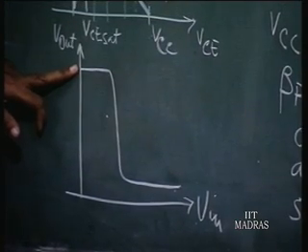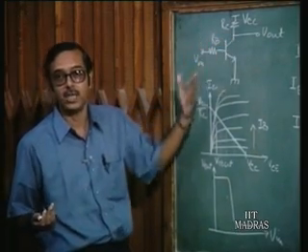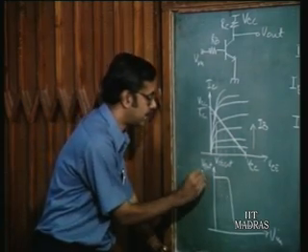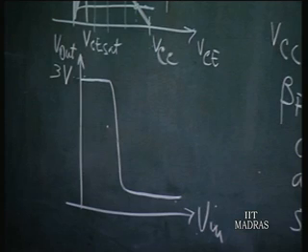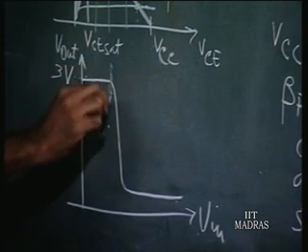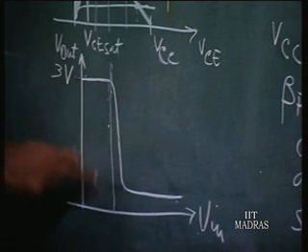V in is 0 means IB is 0, and so IC is also 0. So, V output is equal to VCC. So, this voltage here in this characteristics is going to be equal to 3 volts, that is equal to VCC.